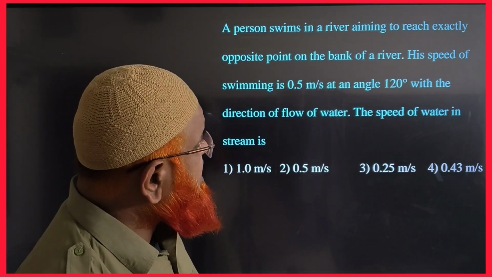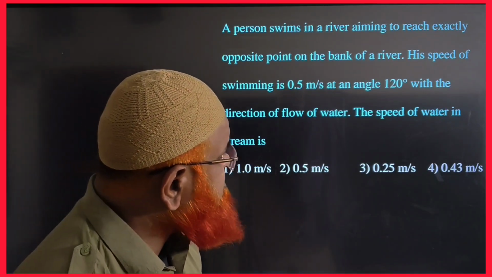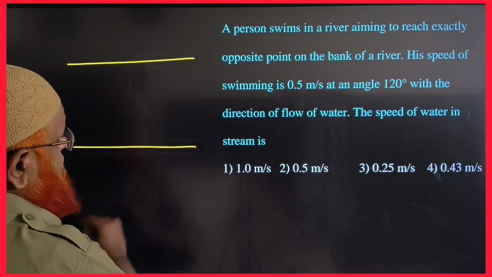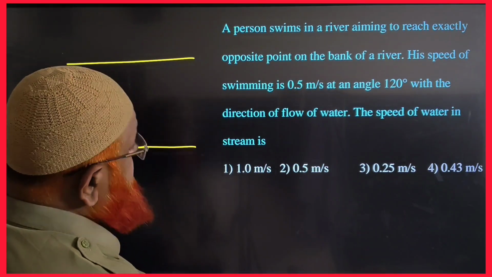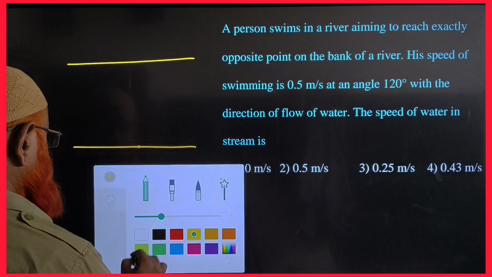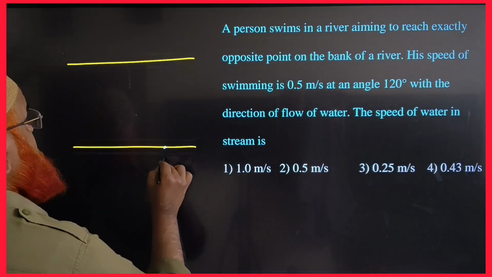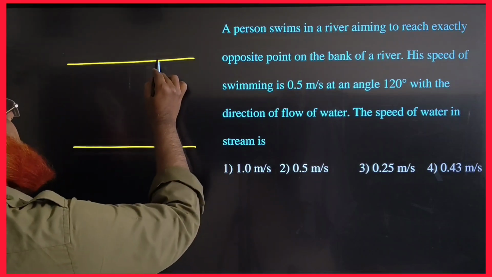A person swims aiming to reach the exactly opposite point of the bank of a river. Now look here, this is the river flow. A person swims in a river aiming. So this was point A. He is aiming to reach the exactly opposite end B.